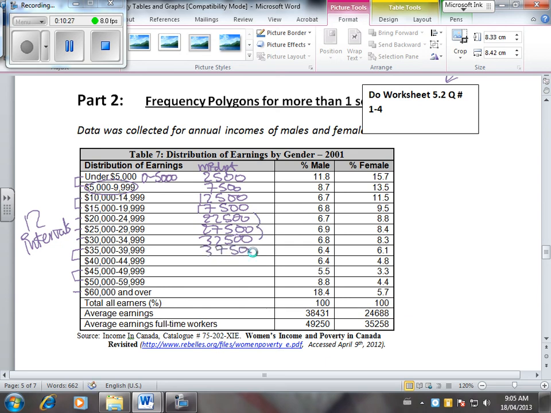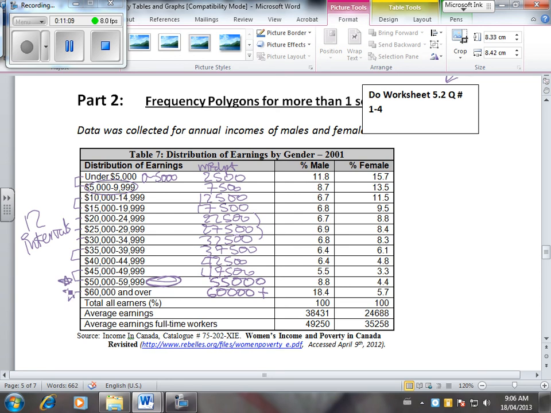37,500, 42,500, 47,500, and 52,500. Sorry, this one here you'll notice is different because it's a 10,000 interval, so this midpoint is 55,000. And for 60,000 and over, we can't really count this one. We just have to put the plus. So these two are different than the rest.